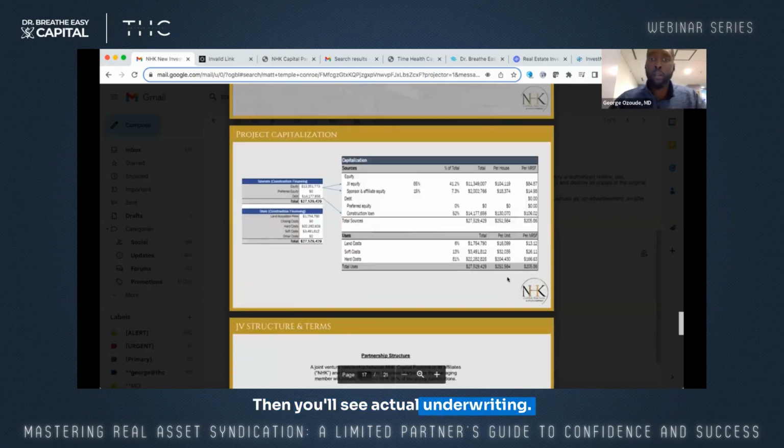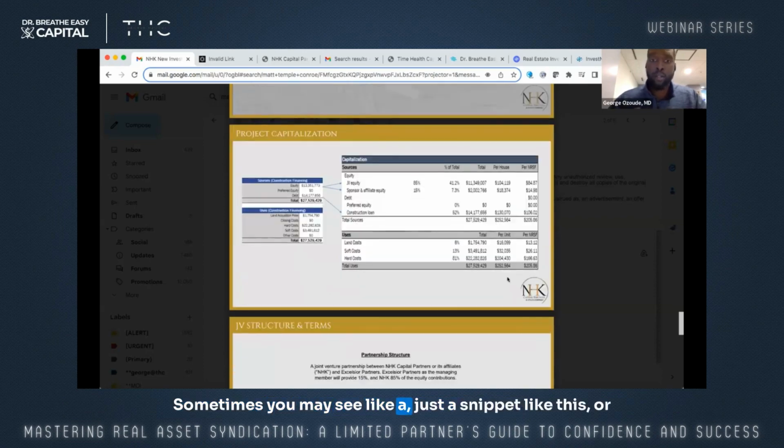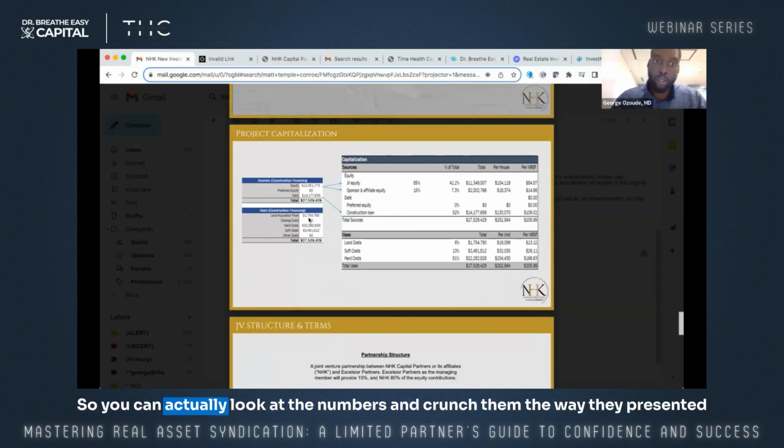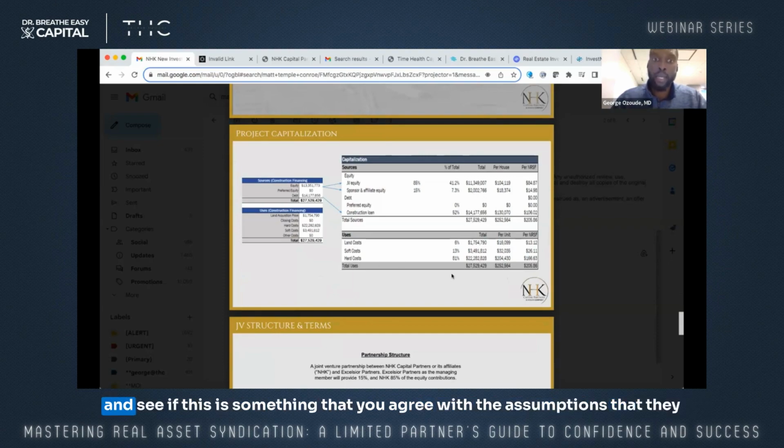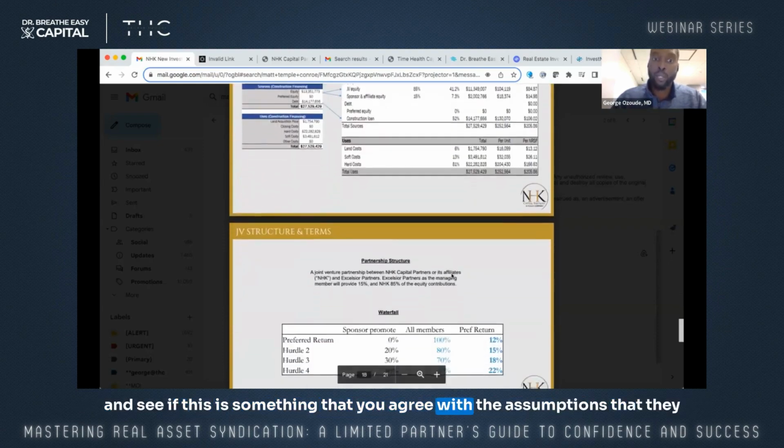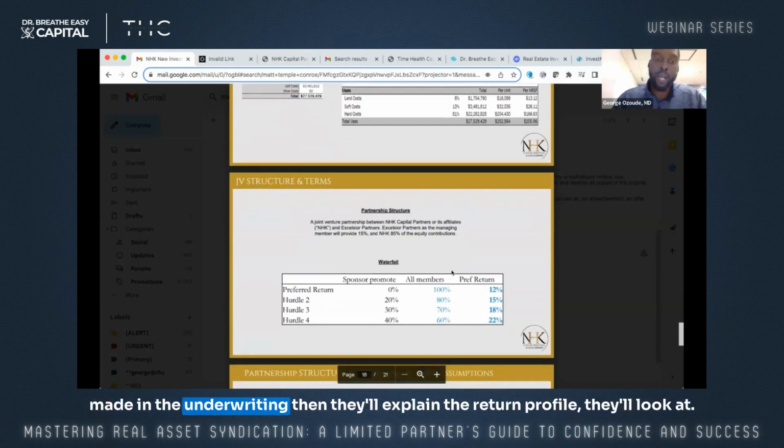Then you'll see actual underwriting. Sometimes you may see just a snippet like this, or sometimes they may give you the entire underwriting. Either way, you can ask for the entire underwriting, and most operators will be willing to give you that. So you can actually look at the numbers and crunch them the way they presented and see if this is something that you agree with, the assumptions that they made in the underwriting.